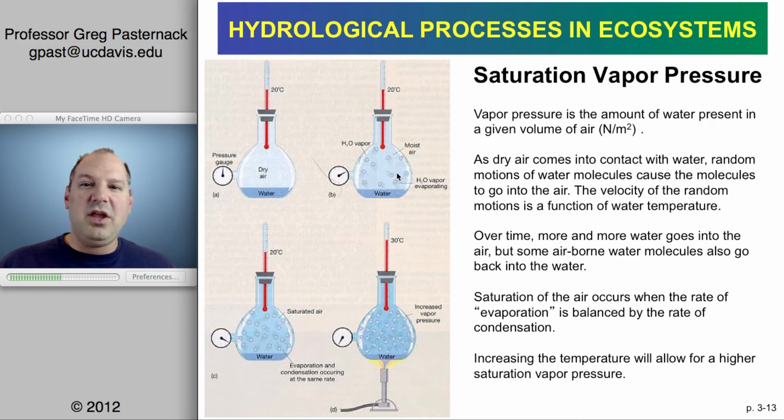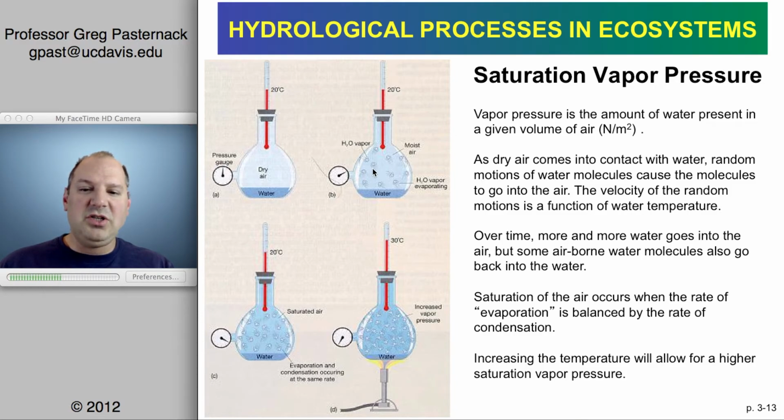Some of them will randomly go back down in the water, but proportionally more will be coming out because the air is relatively dry than is going in. And so over time, we'll see on this pressure gauge a change from the baseline pressure of dry air. It's not zero, it's just the baseline pressure of dry air, and it's going to increase. So going to the right here, clockwise, indicates an increase in pressure.